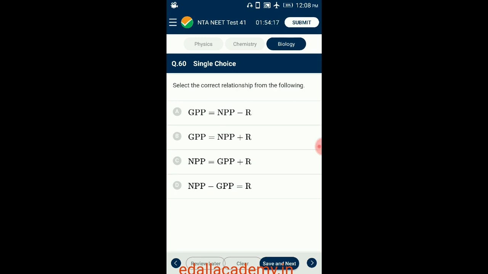Question number 60. Select the correct relationship from the following. Here there are 4 pairs given. Net primary productivity, generally called NPP, is the amount obtained when respiration is removed from GPP. Hence NPP is equivalent to GPP minus R. Therefore GPP equals NPP plus R. So the correct option is option B, GPP equals NPP plus R.